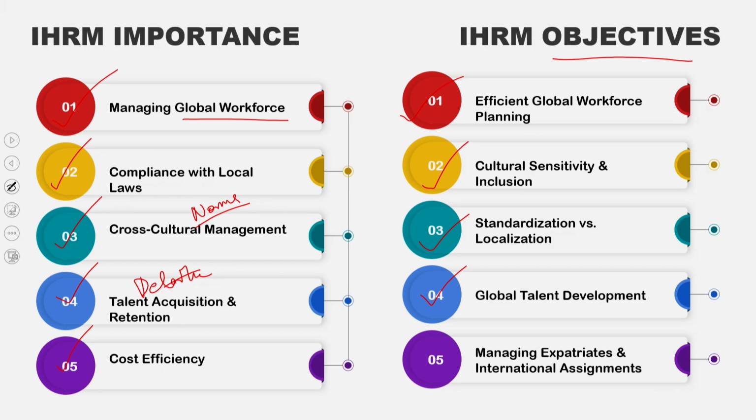Another significant objective would be to manage the expatriates and the international assignments. To effectively handle the relocation, adaptation and performance of employees sent to work in foreign countries while ensuring their well-being and productivity would be the key objective. Let's take an example of a German automotive company sending, let's say, executives to China. It provides language training, cultural immersion programs and relocation support to ensure a smooth transition. So, that's all about IHRM importance and objectives.